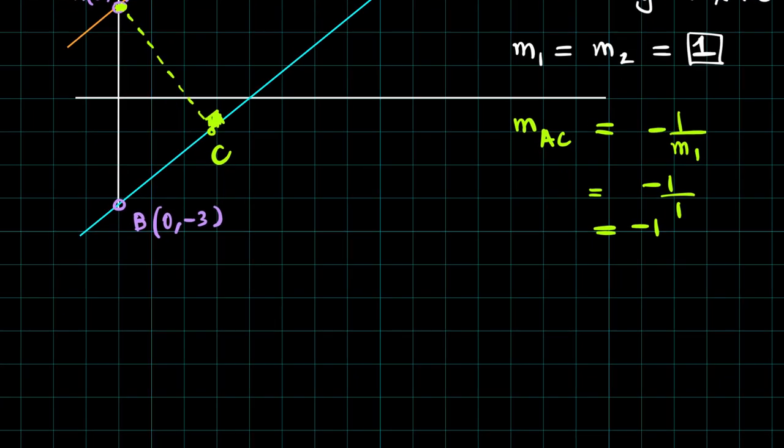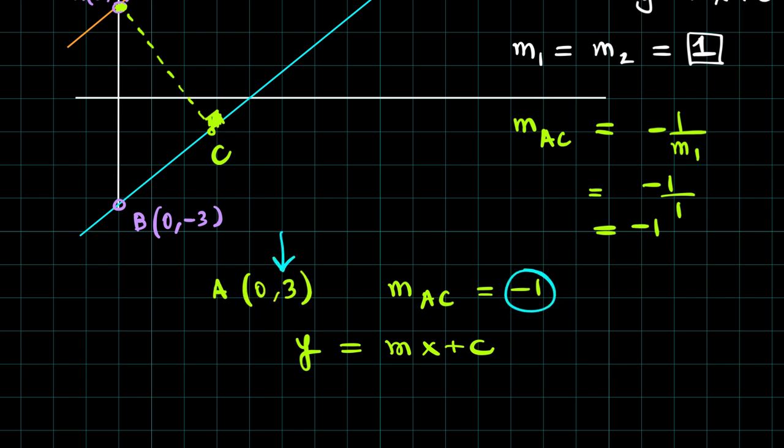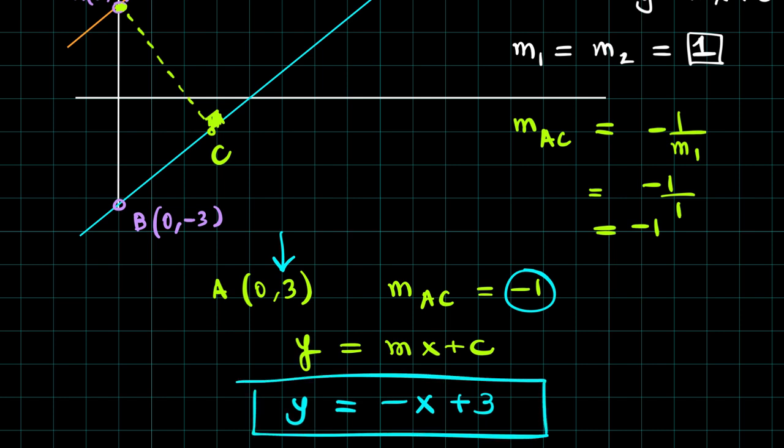Now we can take the point A, which is (0, 3). We have the gradient of this line AC, which is negative 1. Let me write down the equation. y equals mx plus c. So the gradient is negative 1. The y-intercept is 3. Therefore, the equation is y equals negative x plus 3. That is the equation of this green line, which I have labeled as AC.